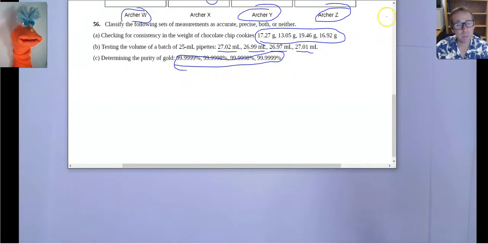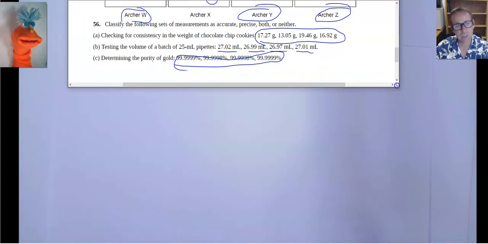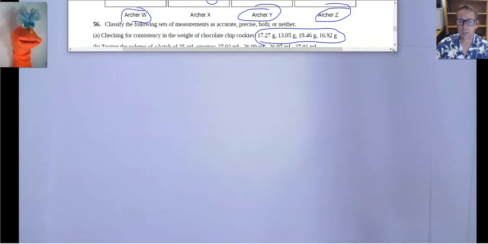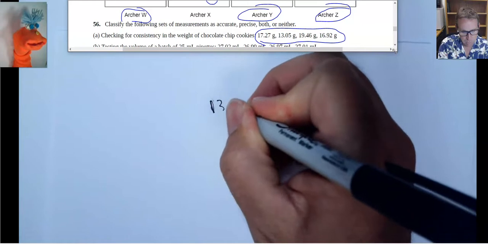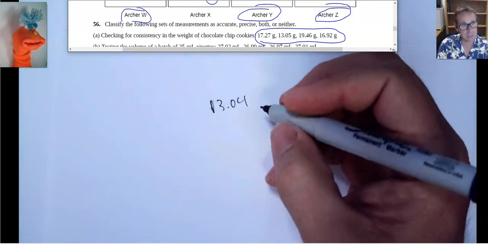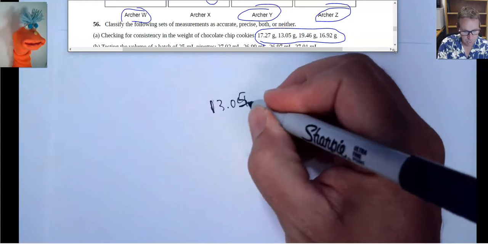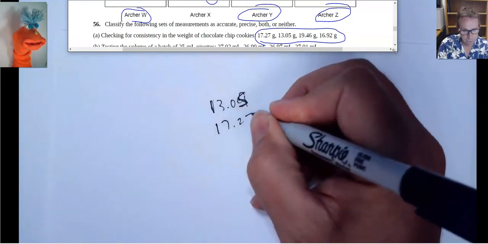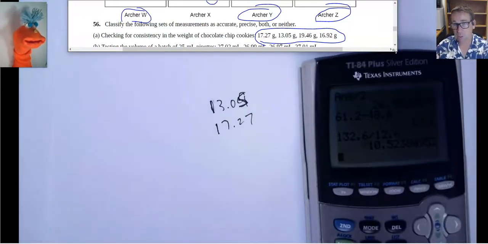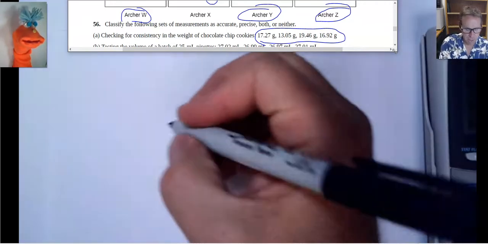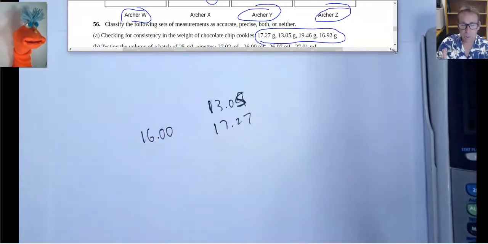Generally, a rule of thumb is if it's less than 5%, and the way you can determine the percent difference between two values, right? So let's look at, for example, 13.05 and 17.27, from checking the consistency of the cookies. What's the difference between those two? Maybe my correct value is supposed to be, let's do this instead, let's identify a correct value of 16. That's how much we want our cookies to weigh.